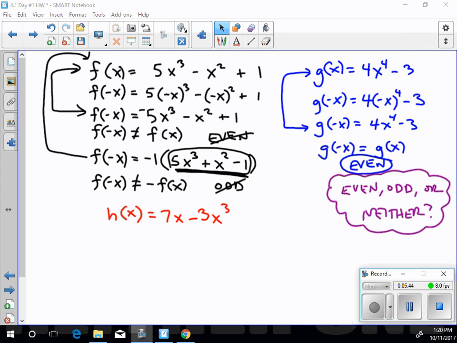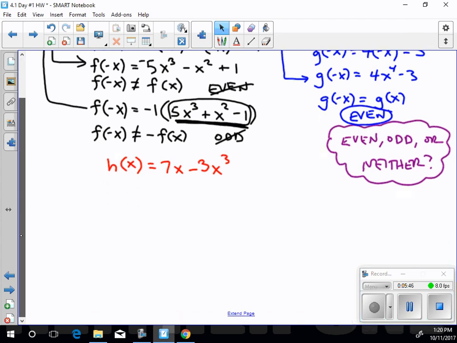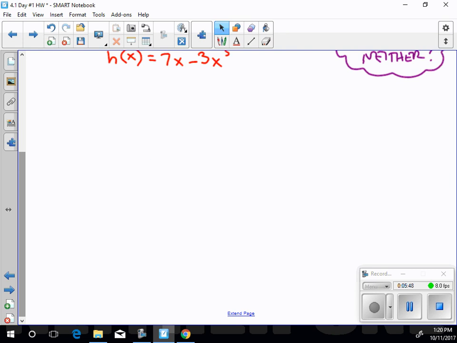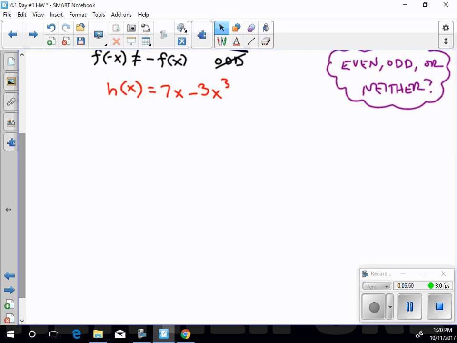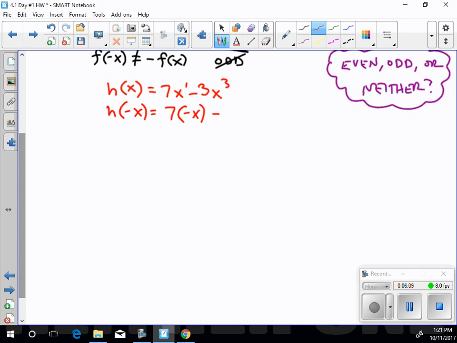So the last one we're walking into, knowing that this is odd, and just a little trick to this, if you have a polynomial and the powers or the degrees of your polynomial are both odd, the function is odd. So what are the powers here? 1 and 3? Yep. It's going to be odd. I'm going to first test to make sure it's not even. That's just how I do it.